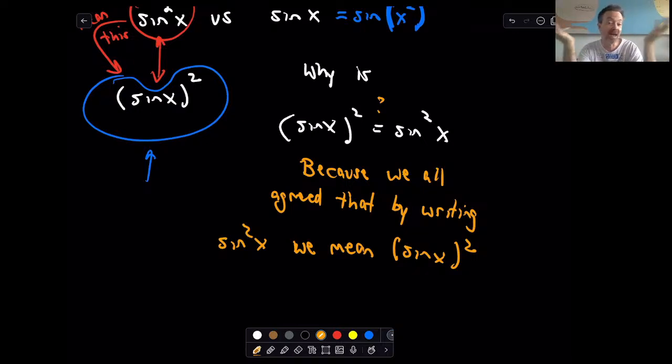You know, when mathematicians were creating this notation, they said, hey, when we write this sine squared of x, what I really mean is this. And everybody said, okie dokie, and that's it. There's no reason beyond that. That's just how we write it.